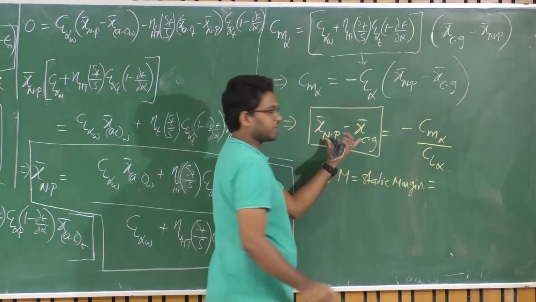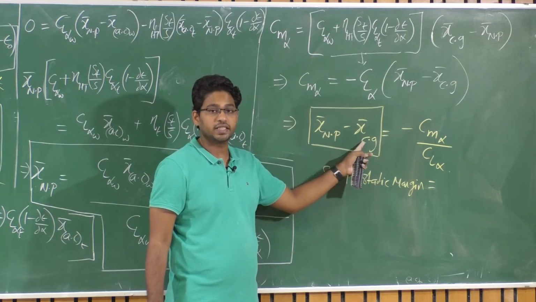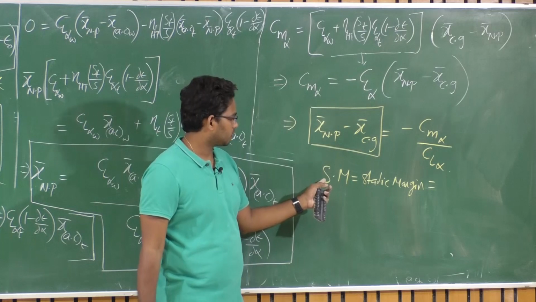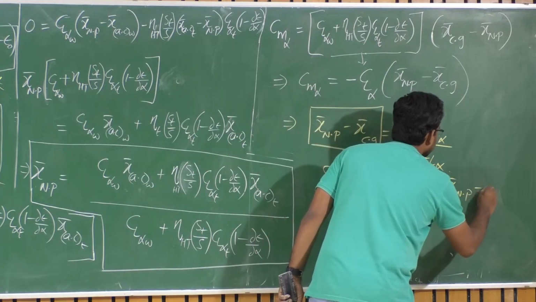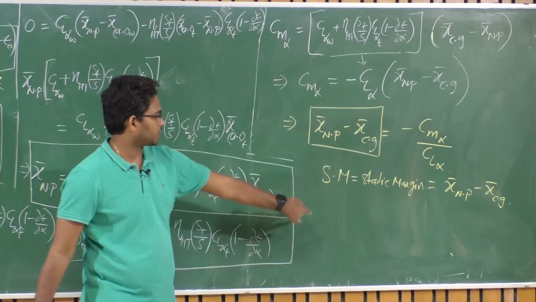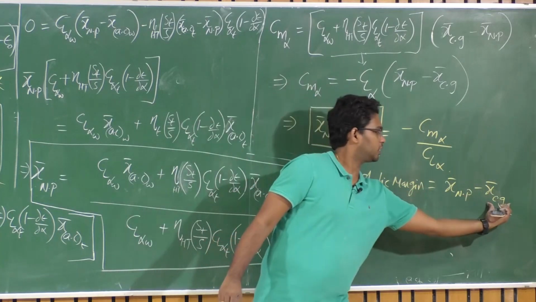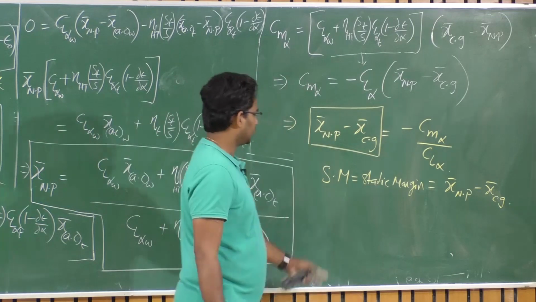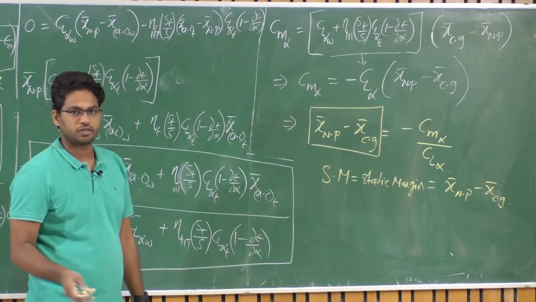So positive static margin means what? The neutral point is behind the CG, or the CG is ahead of the neutral point of the wing and tail combination, right? So static margin is equal to x bar NP minus x bar CG. Positive static margin means the CG is behind... the CG is ahead of the neutral point. This quantity is less than the neutral point, x bar NP, right? Generally it is given in percentage, 10%, 5%, 15% static margin.